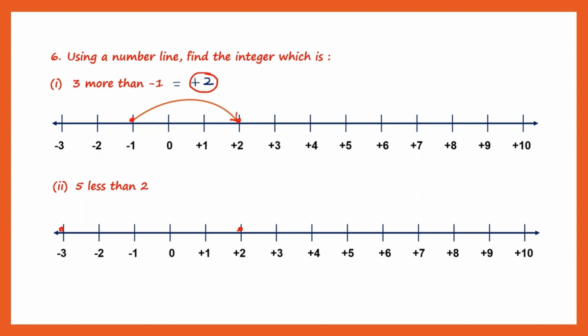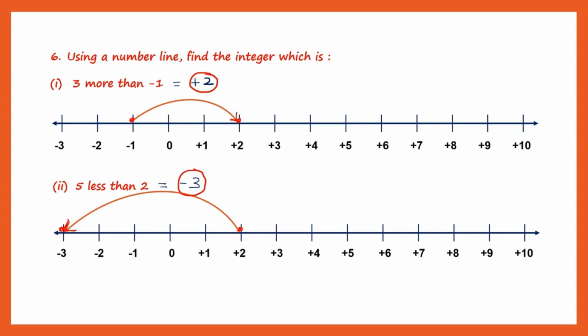So and then draw the curve. Okay, and we have moved to the left side. That means our answer is minus 3. And it is showing there minus 3. So 5 less than 2 is minus 3. So let's write this in the form of a sum also.